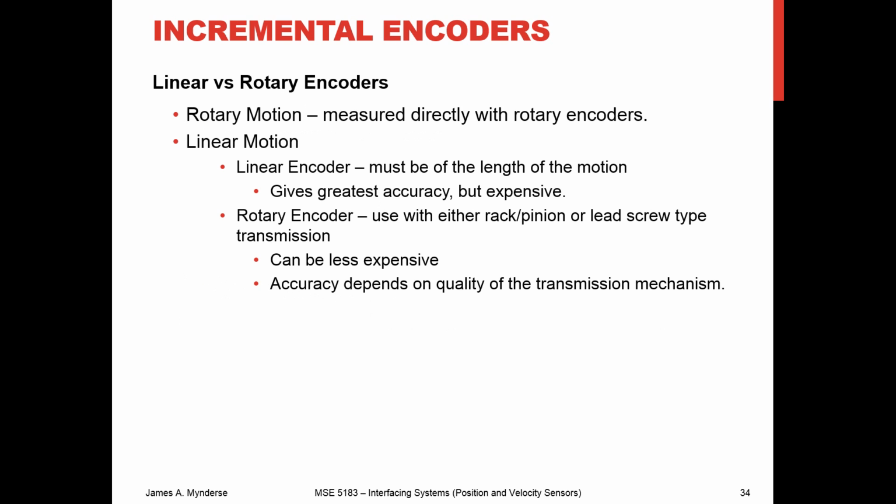You could also do linear versus rotary, depending on what your case is. Rotary motion you can do with a rotary encoder, but if you're doing linear motion, your encoder then ends up being the length of your total linear motion. So maybe it would be better to use a rotary encoder with a gearing to the linear motion. It may be less expensive. It does depend on the gearing or the transmission mechanism. Which way you go kind of depends on what your application is.